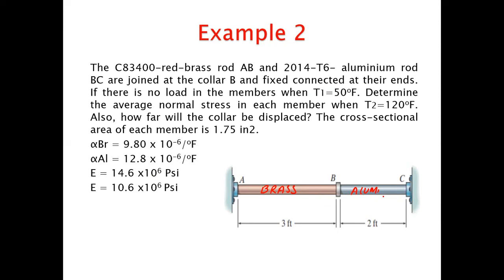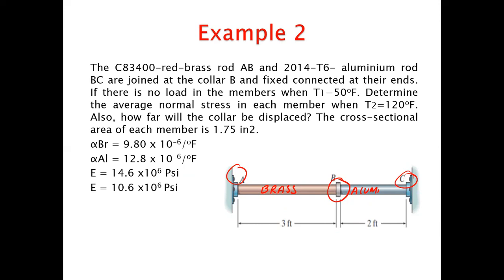At A and C, the rods are fixed, and they are joined at a collar B. So this is the collar, or you can say our joining point B, and the rods are connected at their ends. This is fix A, this is fix C.